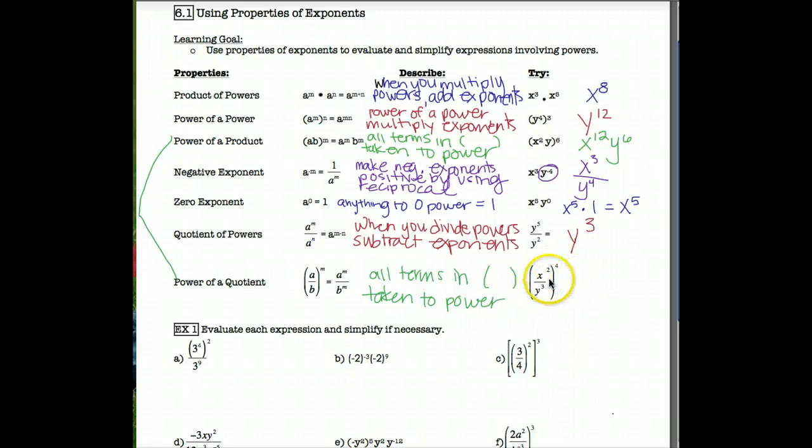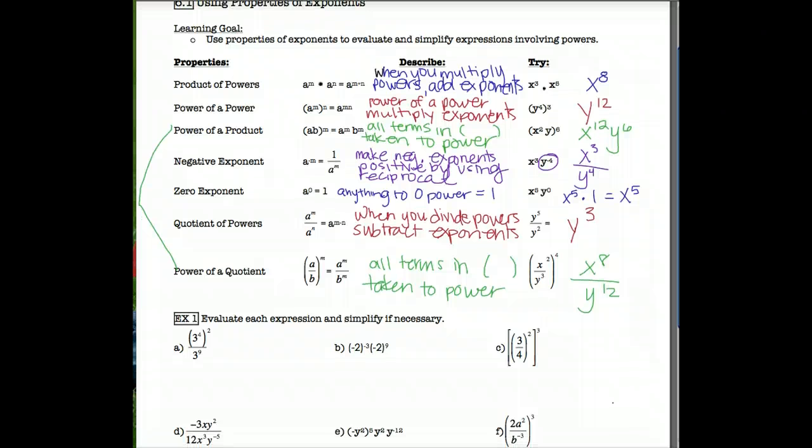So over here, that x squared needs to be taken to the power, so power of a power there would be x to the 8th. Same thing on the bottom. I would multiply the 3 times the 4 to get 12. Hopefully this refreshes your memory and you now feel comfortable saying that you can meet this learning goal, that we can use properties of exponents to evaluate and simplify expressions with powers.